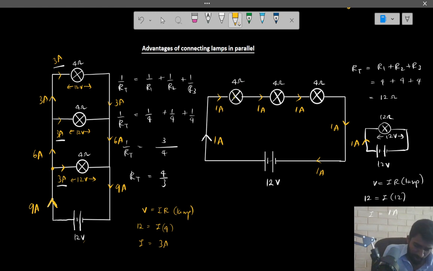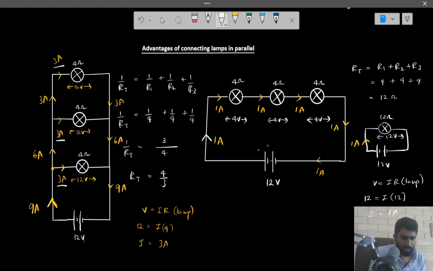And you can calculate the potential difference now. If you apply V equals IR, it is 4 times 1, which is 4 volts. And here you get 4 volts, right? Here also 4 volts, here also 4 volts, right?